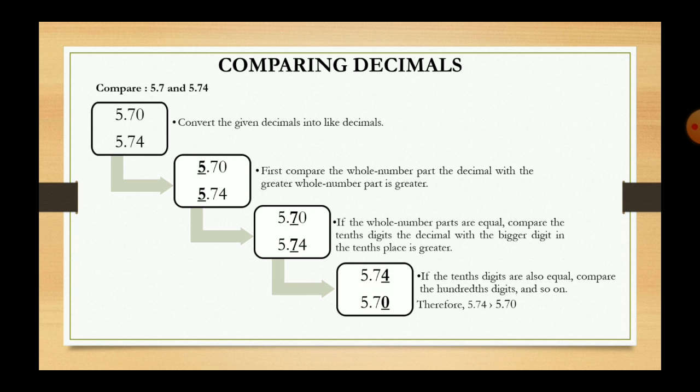Let's understand this same topic in a different way. 5.70 is our first number and second number is 5.74. Imagine that there is no decimal in both the numbers. So numbers are 570 and 574. So which one is greater? 574 is greater or 570 is greater? 574 is greater. So we know that 574 is greater than 570. So 5.74 is greater than 5.70.